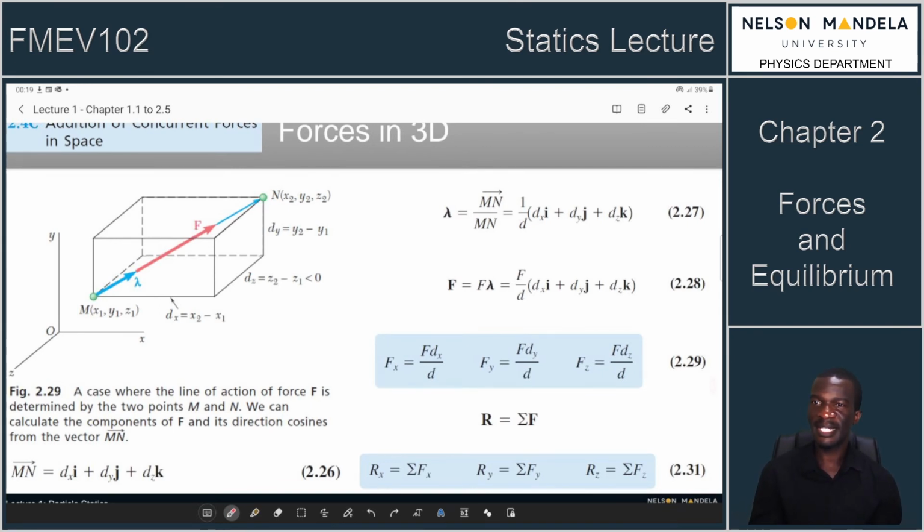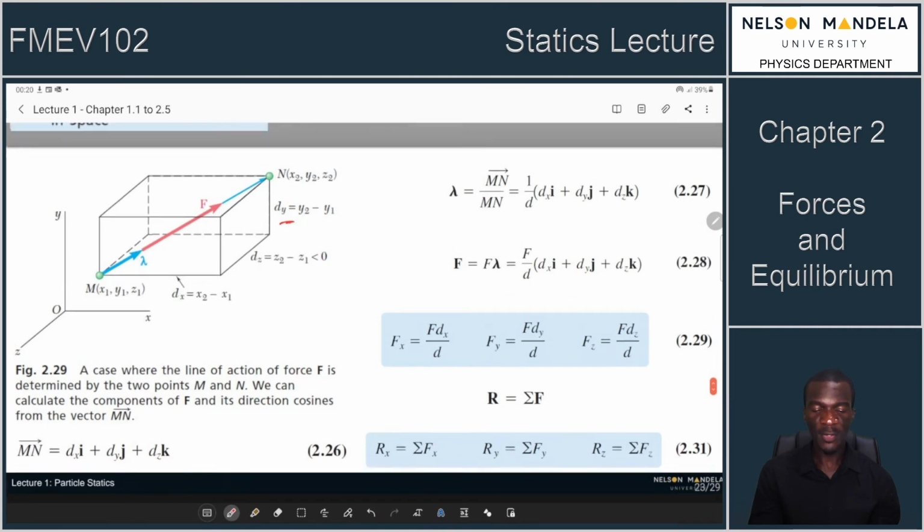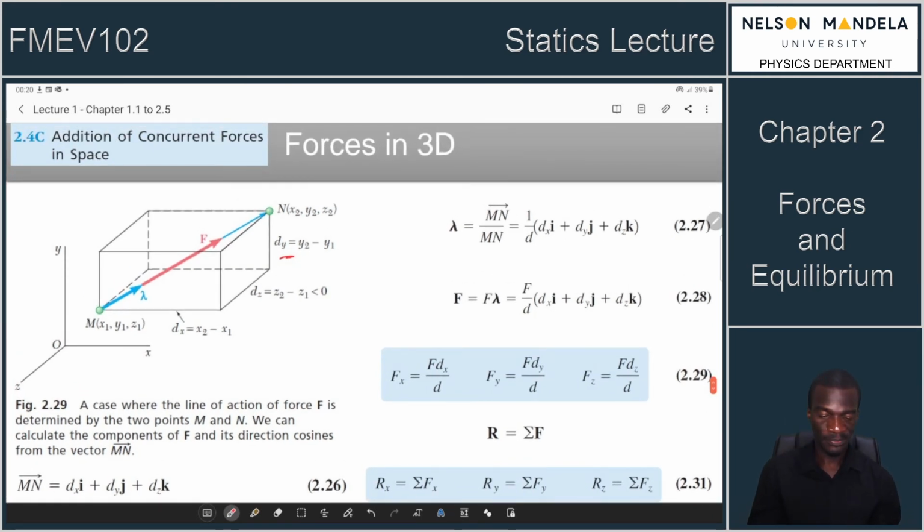So there are some distances that describe the line of action of this force. There is the distance in the x, which is x2 minus x1, obviously, your distance in the y, and your distance in the z. This is a very important concept. You will use this concept even in another module next year, dynamics, and you will use it in electrotechnology 2B. This concept defines our lambda in terms of any 2 points that are on the line of action of the force. It is a way of calculating lambda, a way of finding lambda.